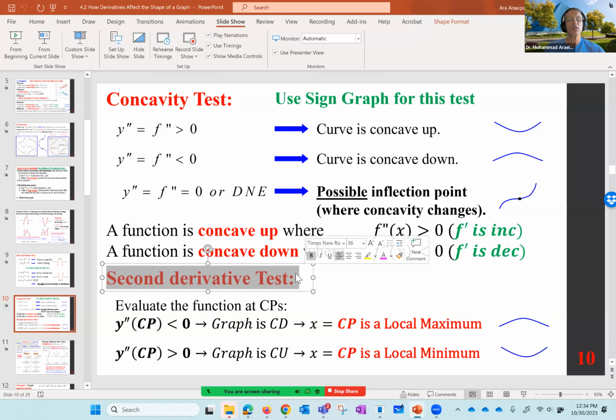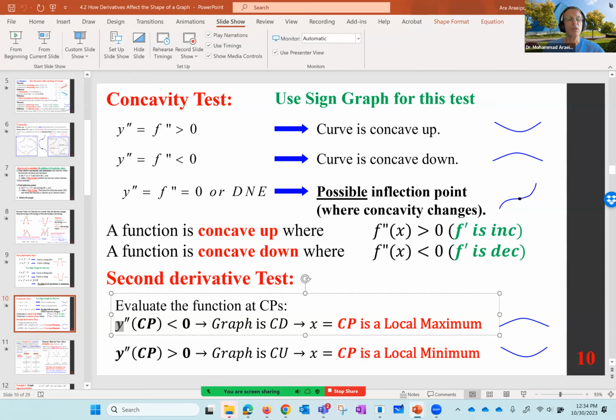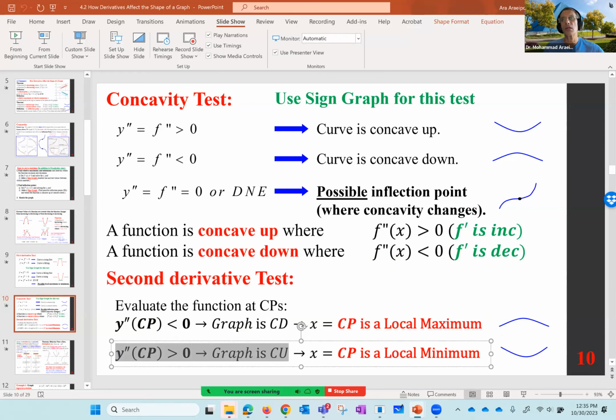The second derivative test gives you half of the information of the first derivative test. The CPs, the critical points that we found when we set f prime equals 0 or doesn't exist, we evaluate the second derivative at that. If it's negative, the graph is concave down in that vicinity, which means that must be a local max. On the other hand, if this value is positive, that means the graph must be concave up in that vicinity, and that means it must be a local min.